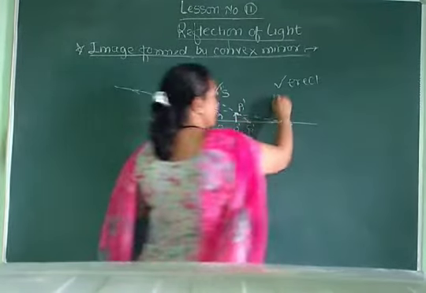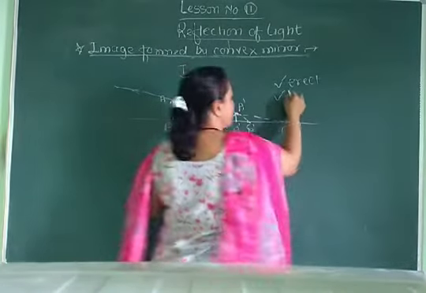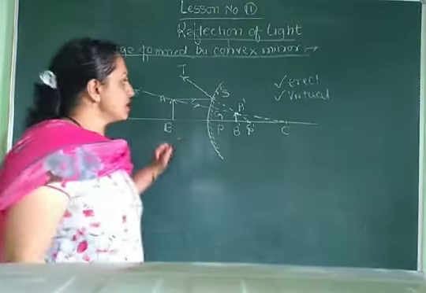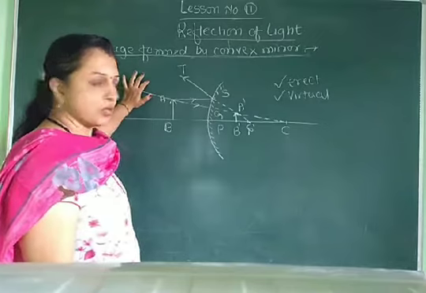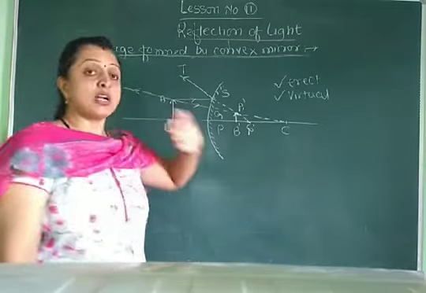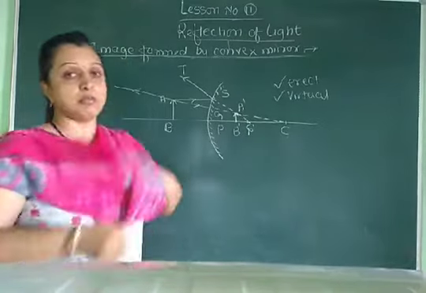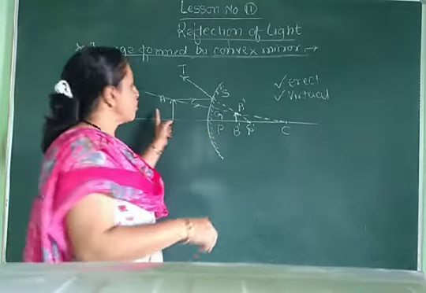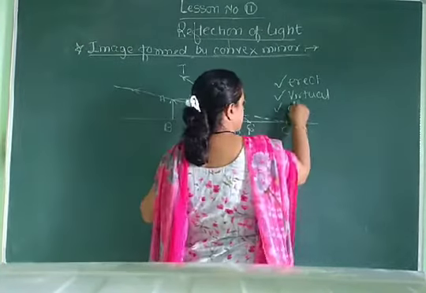Then second, the erect image is always virtual. I told you. And why is it virtual? Because it is not obtained by actually meeting these reflected rays. These reflected rays do not actually meet each other. Therefore, this image is not a real image. This is a virtual image. And the size of the image is smaller than that of the object. Therefore we get a diminished image.